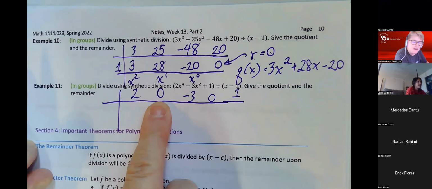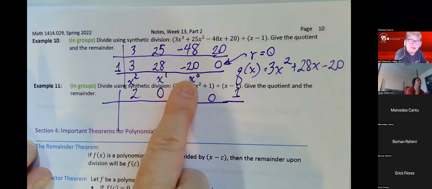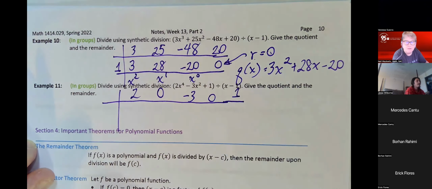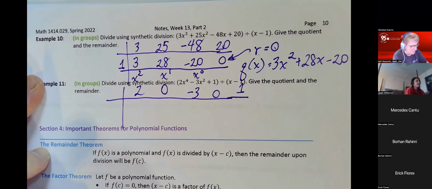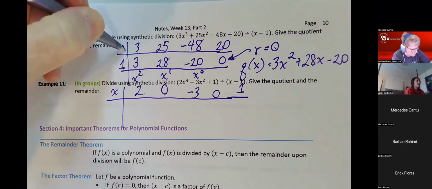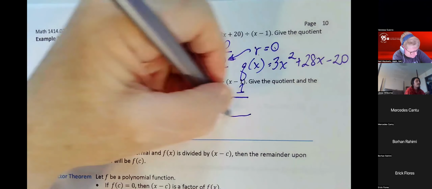So this first 0 is x cubed. We have 0x cubed. The second 0 is we have 0x. All right. And what do I put in the x column? 1. All right.